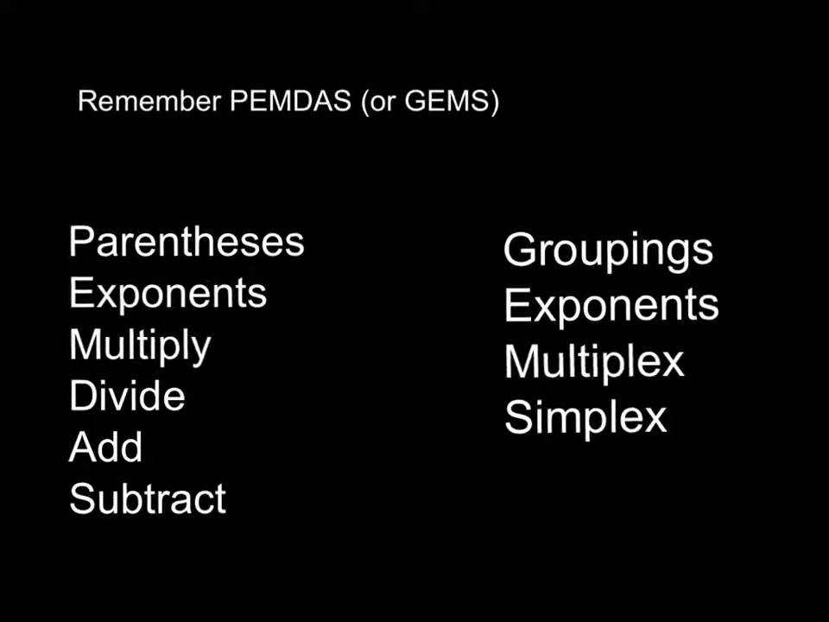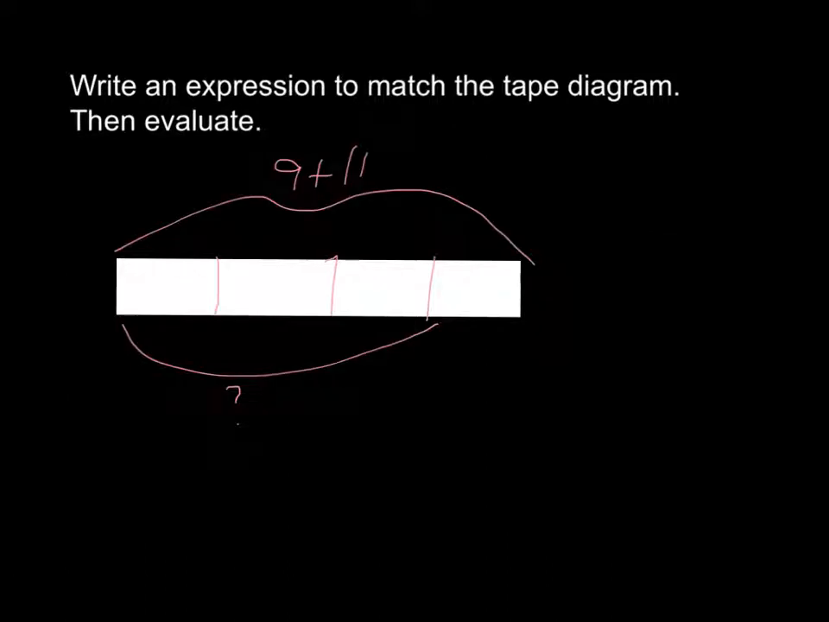Let's look at our first problem. Write an evaluation to match the tape diagram, then evaluate. Again, we need to think about what we're going to do first here. We did tape diagrams before. Now how can we analyze it? How can we break it down into something smaller? We know we're going to need to add 9 and 11, looking at the two of those. And I'm going to put that in parentheses because I know that I'm looking at this part. The top part is going to be 9 and 11 combined, or the sum of 9 and 11.